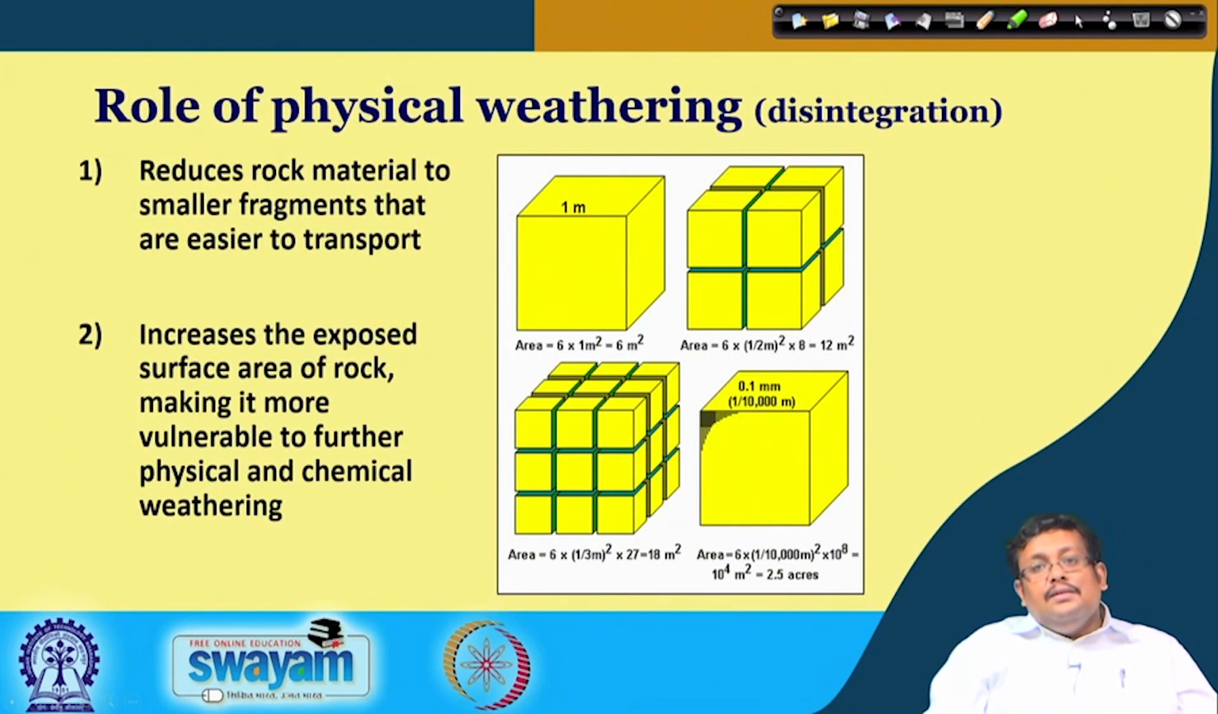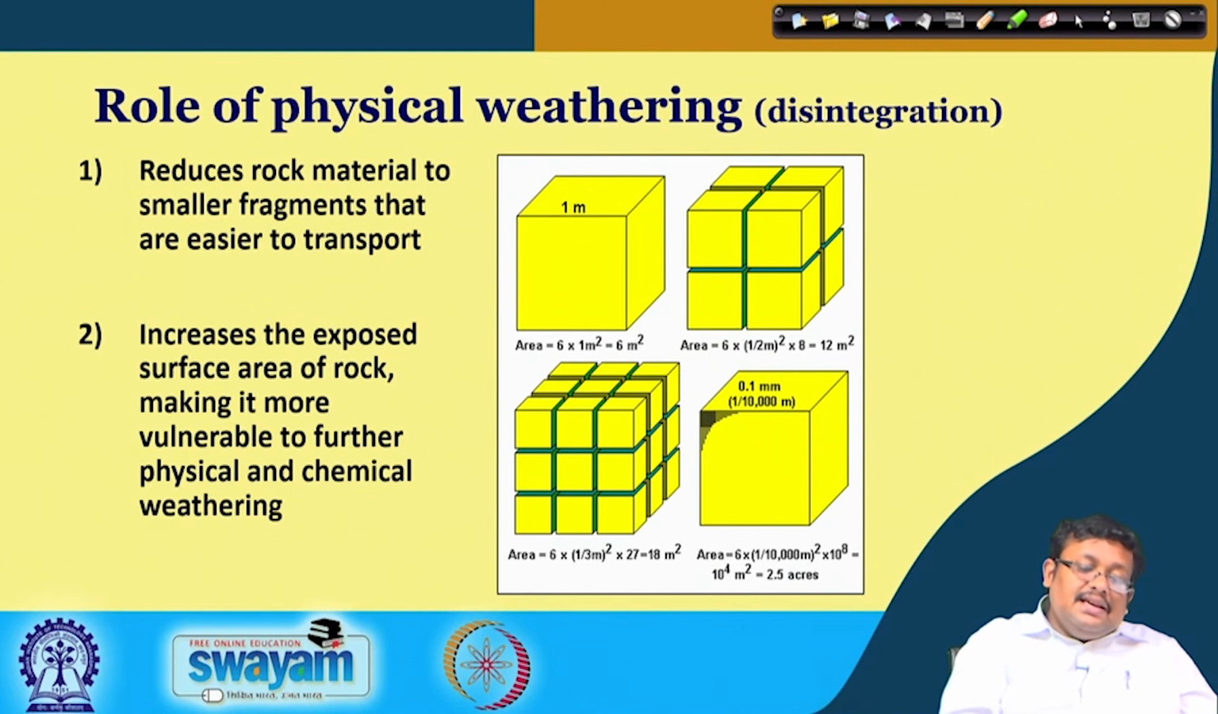Now, why do we need physical weathering? What is the role of physical weathering? There are two major roles of physical weathering. First of all, it reduces rock materials to smaller fragments that are easier to transport. This is the first one. And the second one, it increases the exposed surface area of rocks, making them more vulnerable to further physical and chemical weathering.